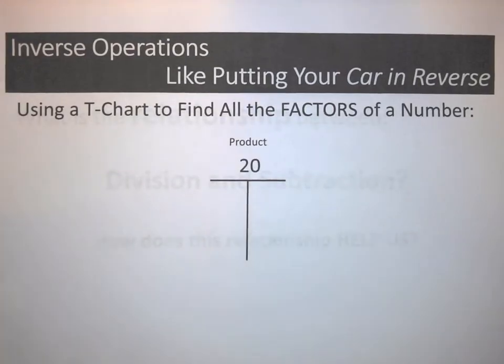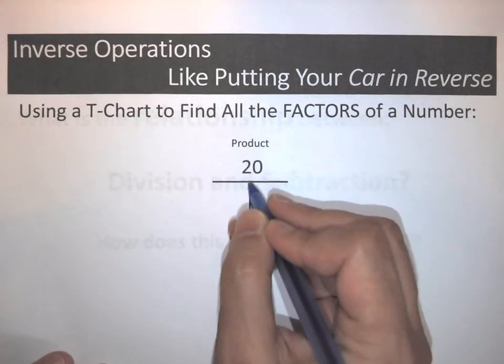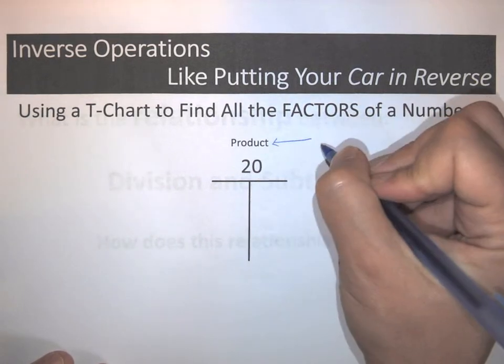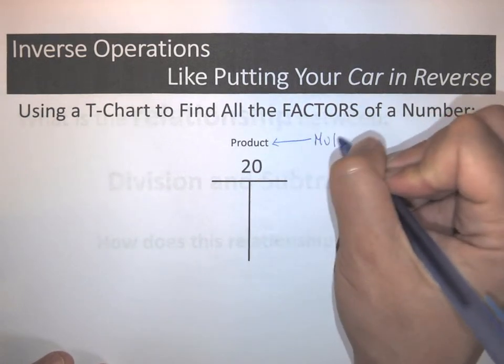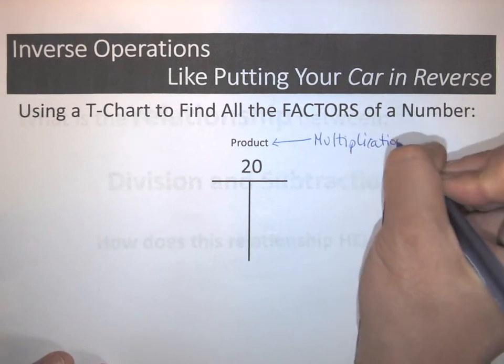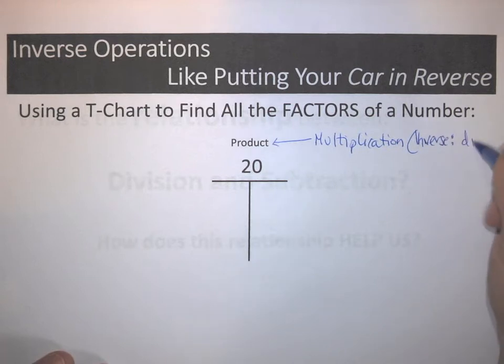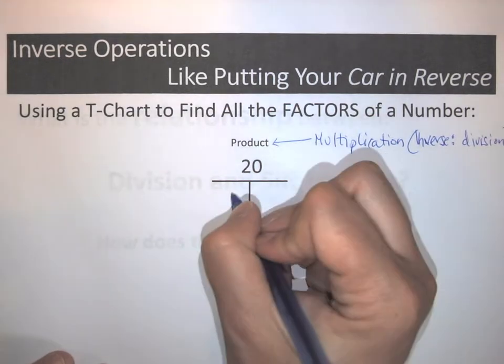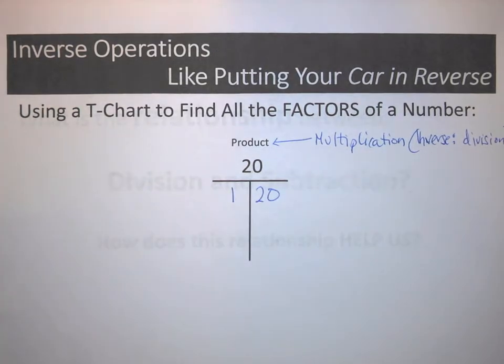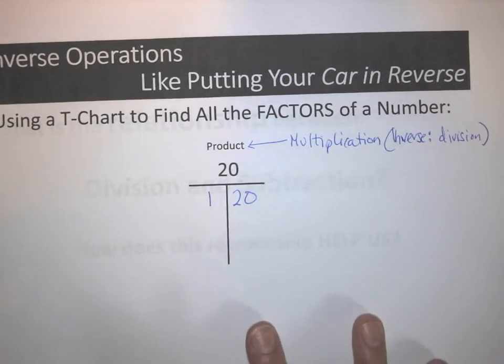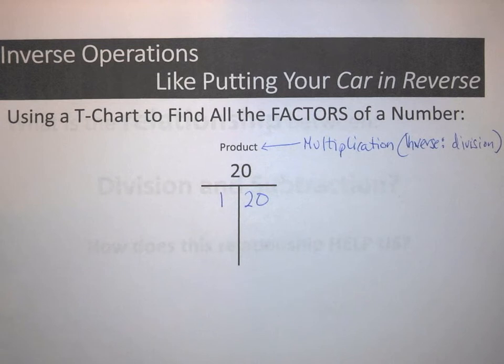So go ahead and pause the video, and I want you to try doing the same thing on your notebook paper or whatever you're using to take notes. You can just set up the T. We have a product of 20, which means we're working with multiplication, and the inverse is division. You're going to start with 1 and the product itself, and then see if you can find the other whole number factors of 20. And as soon as you think you have the table completed, go ahead and unpause it and we can check it together.